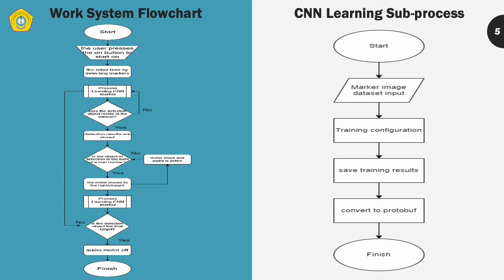This is the work system flowchart. We start from the user process on the button start, and the last, audio motor off. After that, the robot can detect markers in the museum. CNN learning subprocess. This is the flowchart of CNN learning in the subprocess, starting from the marker image dataset until converting to protobuf.